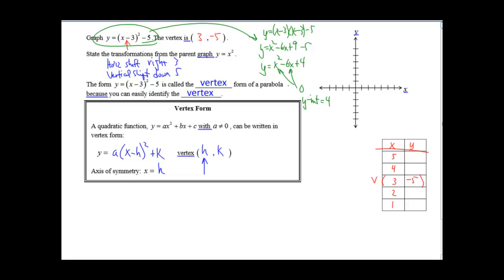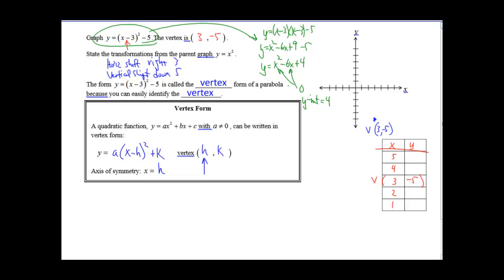But if we go over here on the graph, we're going to go to 3, negative 5. There's a vertex. Does it open up or down? Well, the a term, which is in front of the parentheses on the vertex form, is 1, so it's opening up. If we look at the equation we just found, x squared, it's a 1, so we know it opens up. So here's my vertex. My vertex is 3, negative 5.